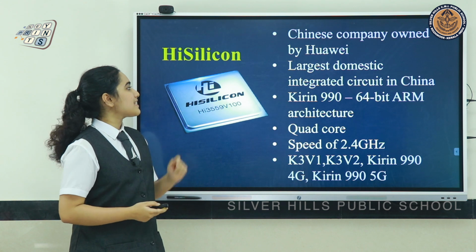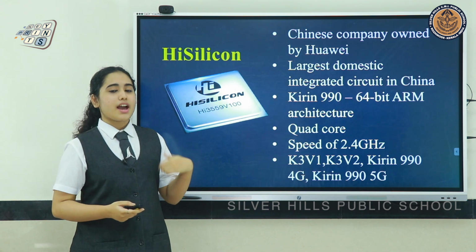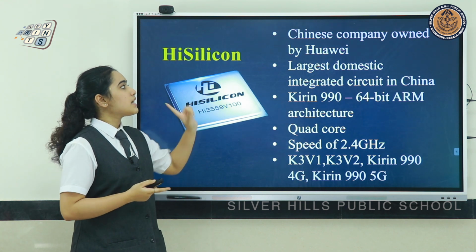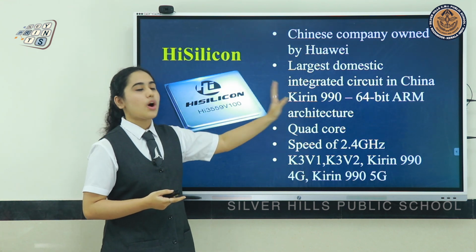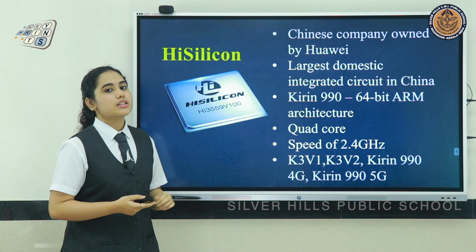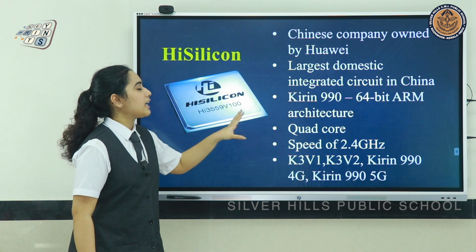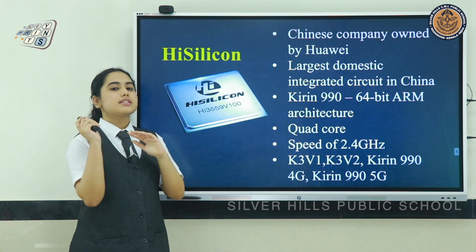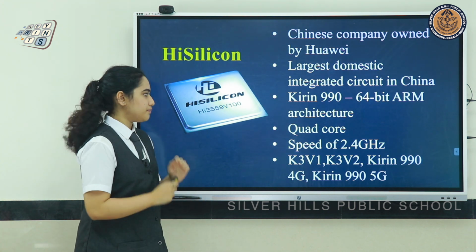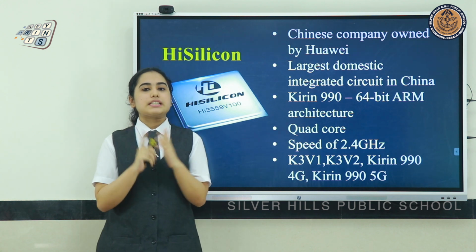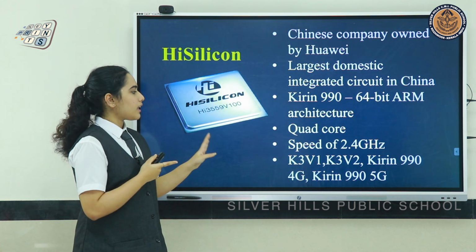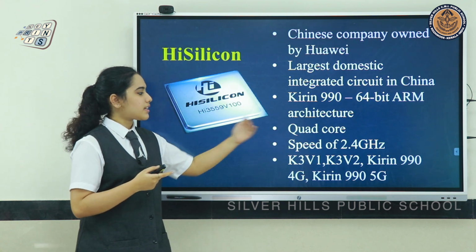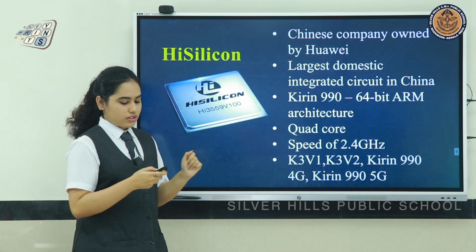Now coming to the next, HiSilicon. HiSilicon is again a Chinese company, like MediaTek, and it is owned by Huawei. It's the largest domestic integrated circuit company in China, and Kirin 990, which is again 64-bit ARM architecture, is provided by HiSilicon. It is quad core, that means it has 4 cores, and the data transmission speed is 2.4 GHz, and these are the examples of HiSilicon processors.